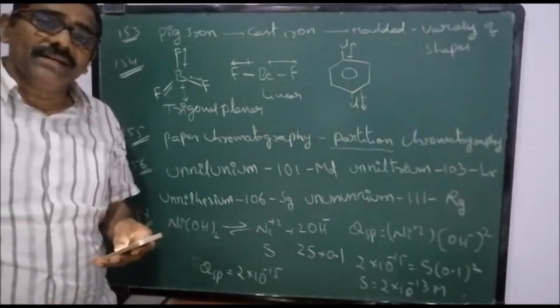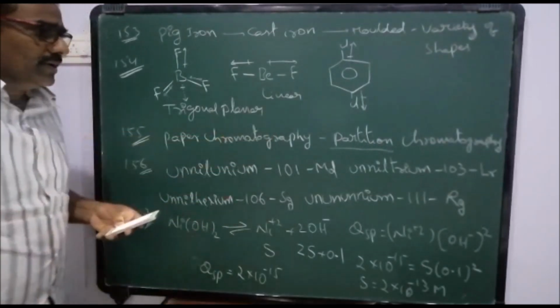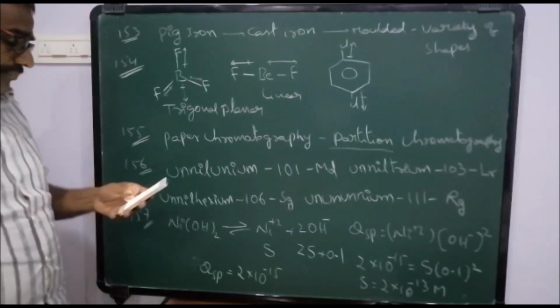Vapor chromatography is an example of... Vapor chromatography is the best example for partition chromatography. So the correct answer is 3.